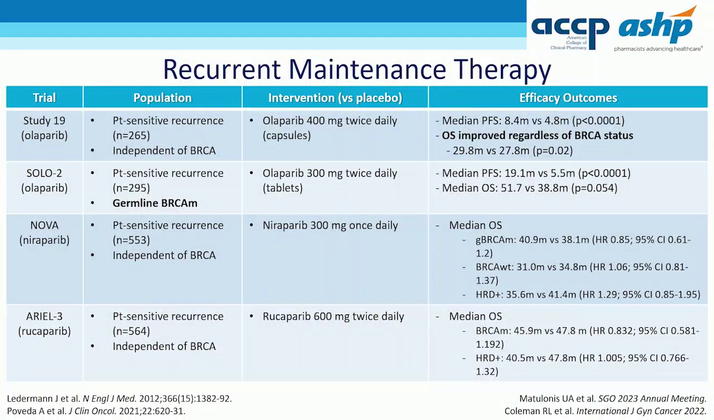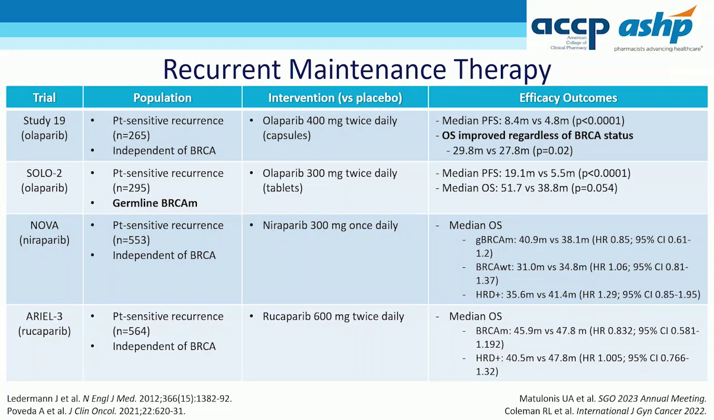And so what led to some of these approvals? We have study 19, which is looking at olaparib regardless of BRCA mutation in a platinum-sensitive recurrence. Now this uses the old formulation of olaparib, so that's why the dosing is different, 400 milligrams twice daily. It's back when we had capsules and not tablets for olaparib. And what we did see is an overall survival improvement regardless of the BRCA status. And for olaparib, this was the last one to finally pull the indication.